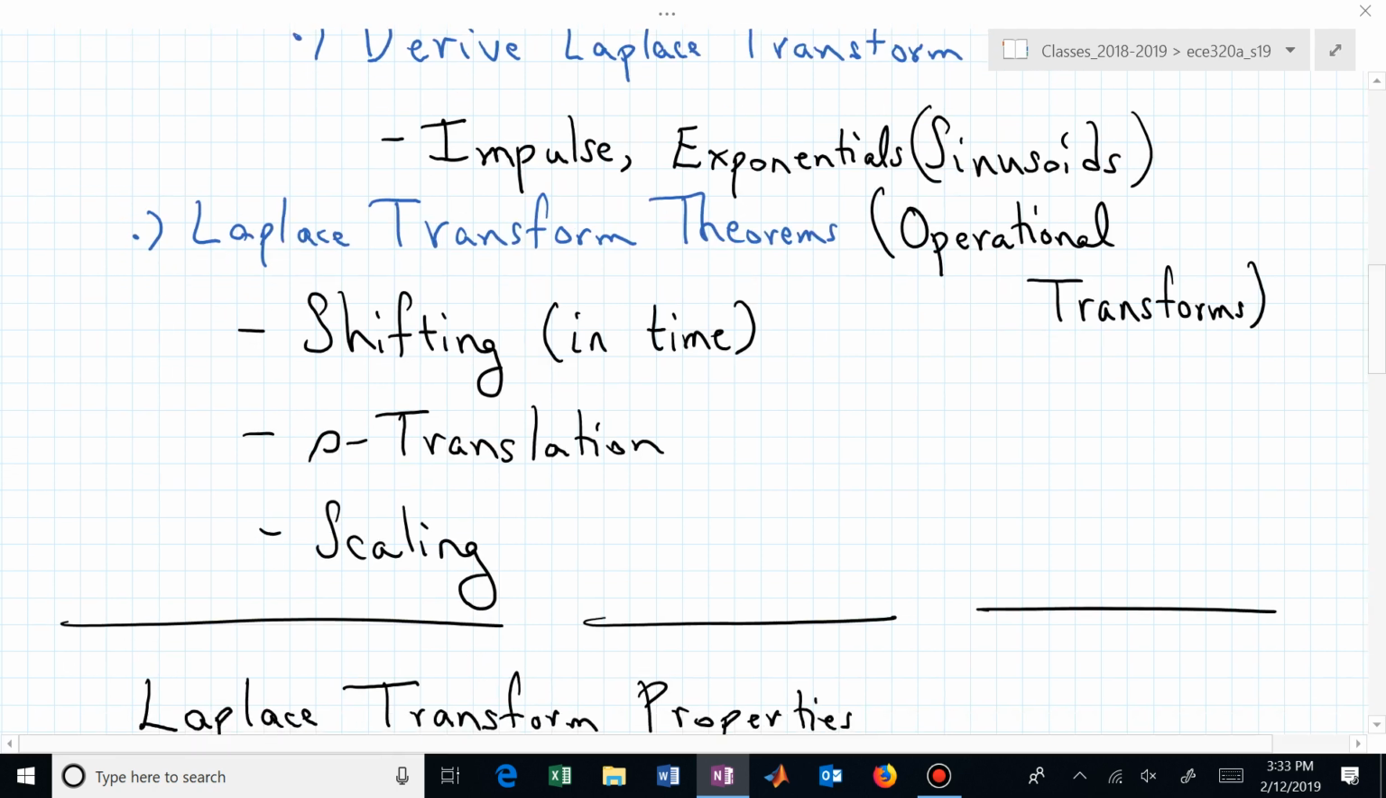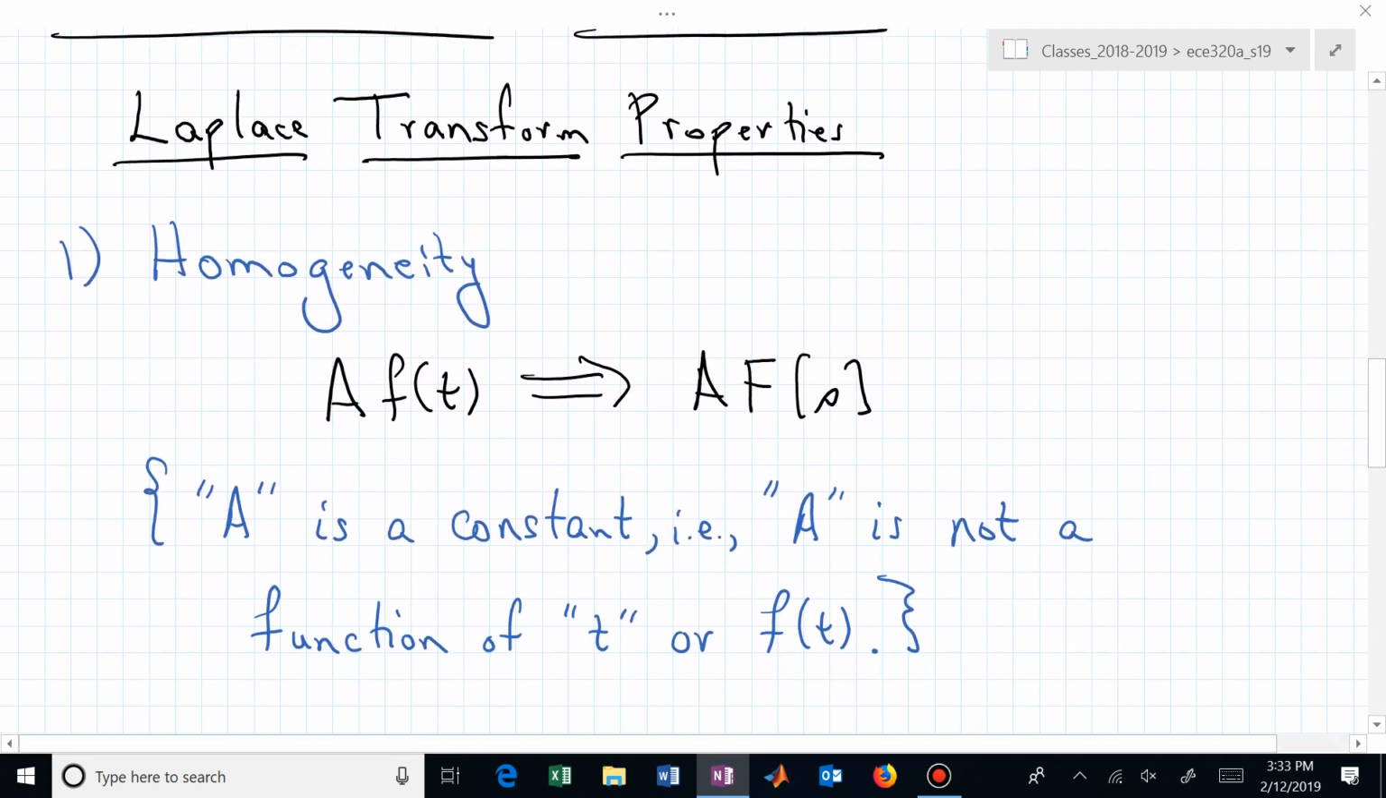We've already looked at the Laplace transform of a unit step and a weighted unit step. We've already defined the Laplace transform. Let me just state a couple of properties that are very critical, or key, to being able to go from time domain to frequency domain, and the first one is homogeneity.